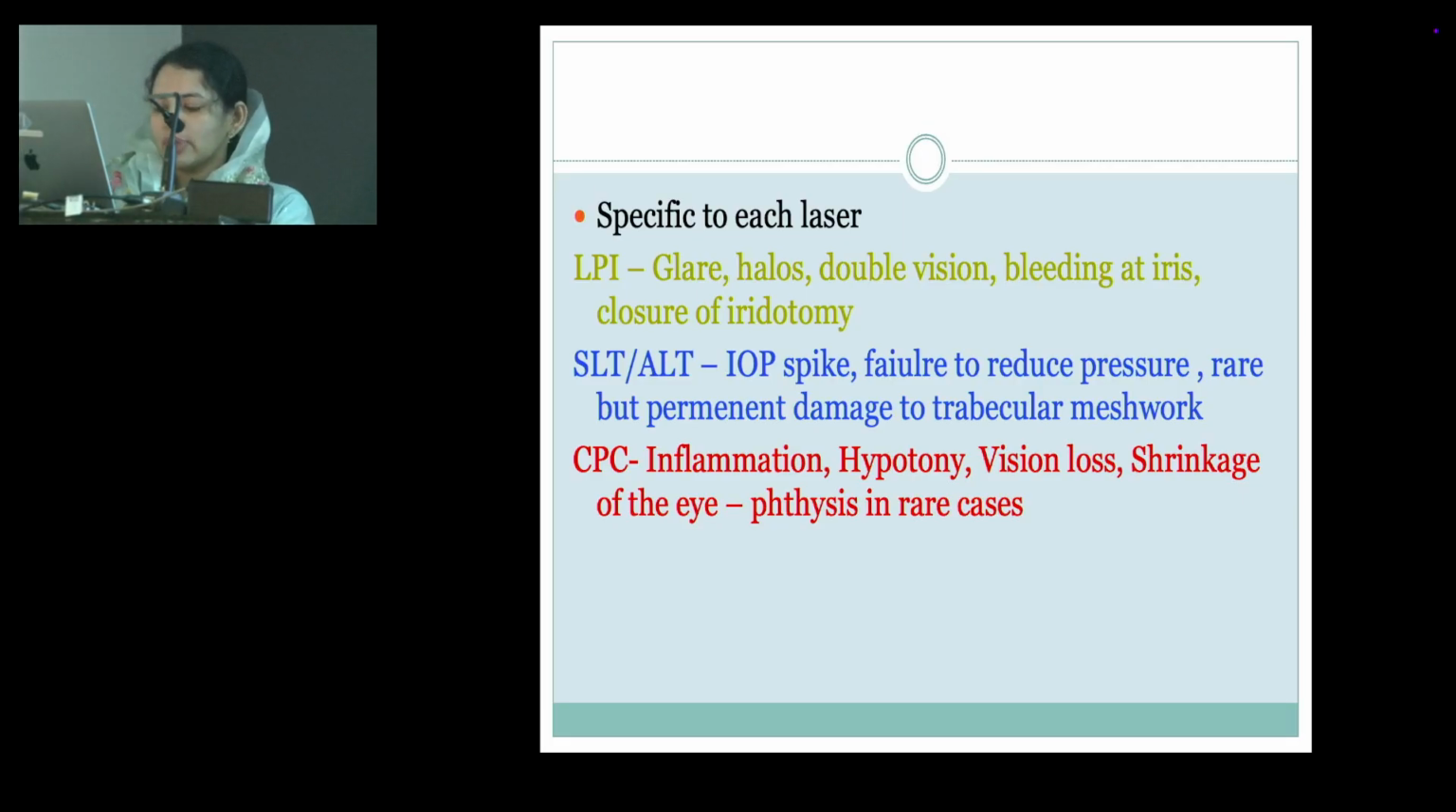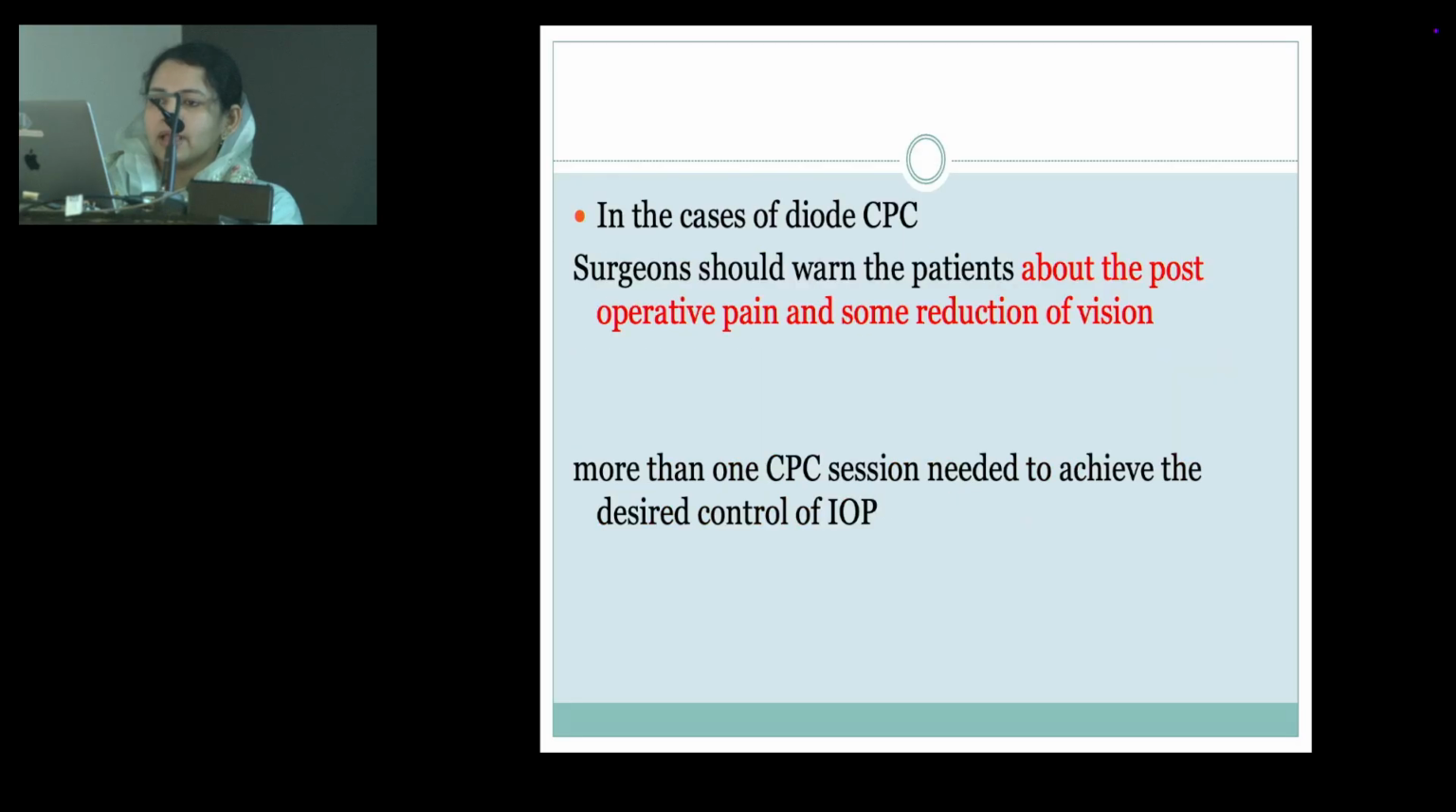And in the cyclophotocoagulation, we have to mention the inflammation, hypotony, vision loss, shrinkage of the eye, phthisis also. And in the case of diode cyclophotocoagulation, surgeons should warn the patients about the postoperative pain and some reduction of vision, and that more than one CPC session may be needed to achieve the desired control of IOP.